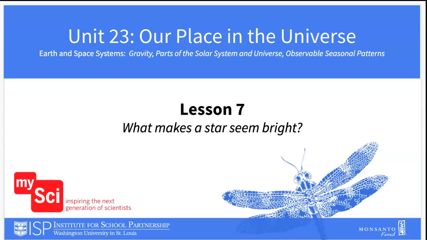Welcome to Lesson 7 of mySci Unit 23, Our Place in the Universe. In Lesson 7, students will answer the question, what makes a star seem bright to us? Students will use models to explore the relationship between the distance of stars and their apparent brightness, and to explain patterns of stars in the sky throughout the year.